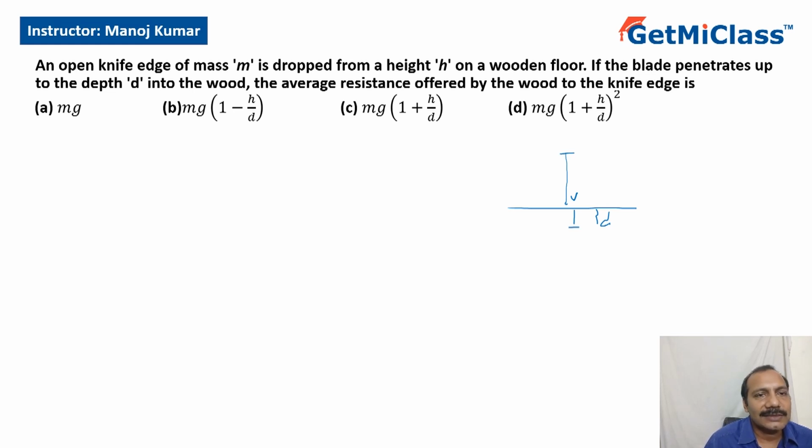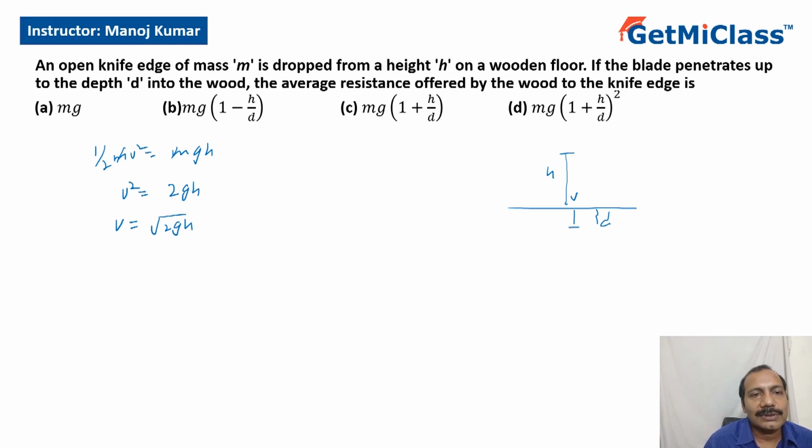Because this is falling from a height h, I can say half mv squared equals mgh. Decrease in potential energy equals increase in kinetic energy. m cancels. So the final velocity acquired is v squared equals 2gh, or v would be equal to root 2gh. This is the final velocity just before hitting the wooden piece.